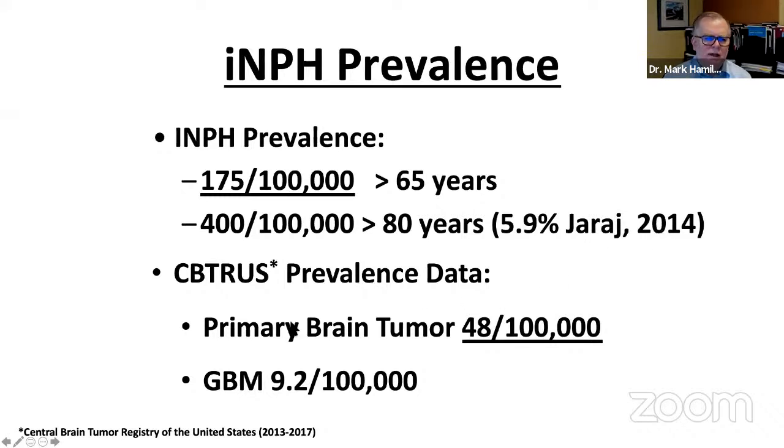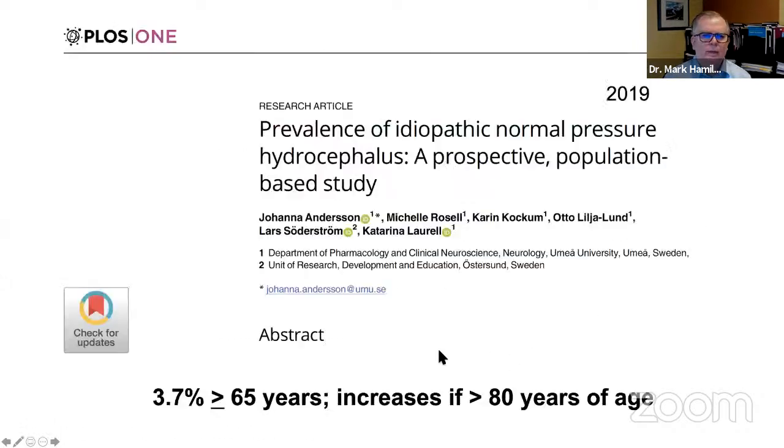If you want to put that in context, if you look at the Central Brain Tumor Registry of the United States data over a 5-year interval, primary brain tumor has a prevalence, so this is a similar measure, of 48 per 100,000, GBM 9.2 per 100,000. So I want you to think about that: adult hydrocephalus is much more prevalent than even primary brain tumor.